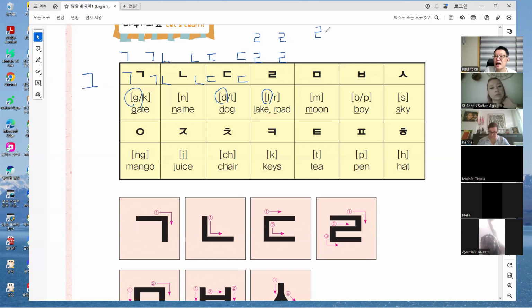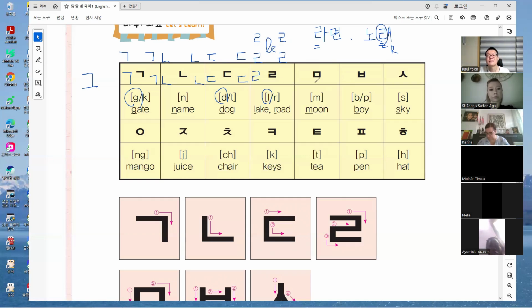Have you ever tried Korean ramen? Ramen, right? But do you know what song is in Korean? Sing a song? 노래. 노래. Nora. This time, this consonant is closer to the R sound. But at the first of a letter, it is closer to the L sound. 라면, 노래. One, two, three. L.